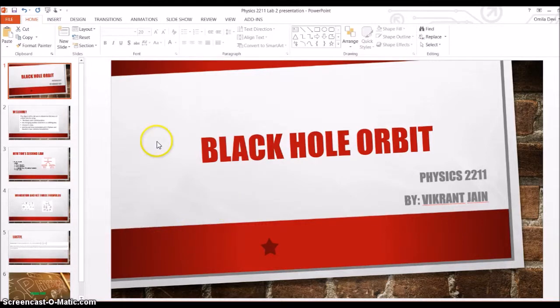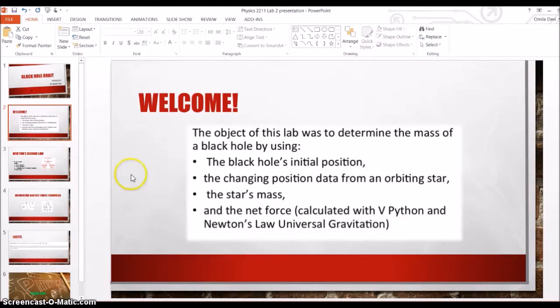In this lab, I shall explore the application of Newton's second law, momentum, and Newton's law of universal gravitation in a situation involving a star orbiting around a black hole. The purpose of this lab was to create a computational model of the star's motion using those three components and to analyze how a change in any of these factors would impact finding the mass of the black hole.